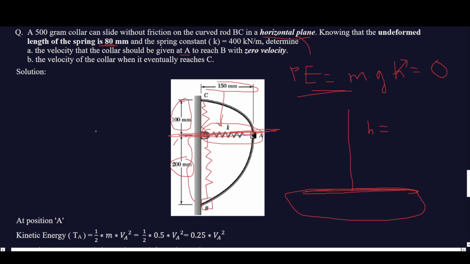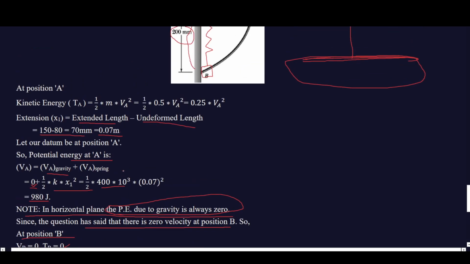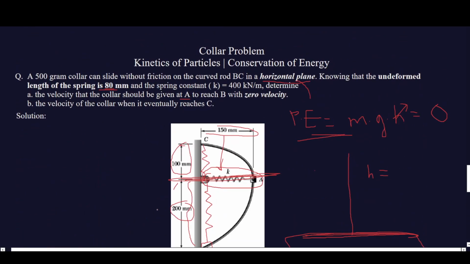At the beginning the problem looked quite complicated, but it is not as complicated as we think. We have to be careful only about one thing: whether the collar is sliding in the horizontal plane or the vertical plane. If the collar is sliding in the horizontal plane, the potential energy due to gravity is going to become 0. If the collar is sliding in the vertical plane, then there will be some value of the potential energy due to gravity. Okay, so thank you.